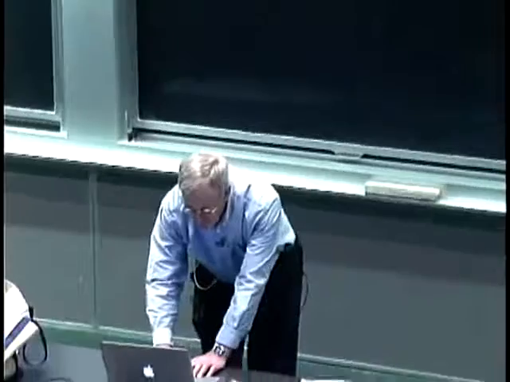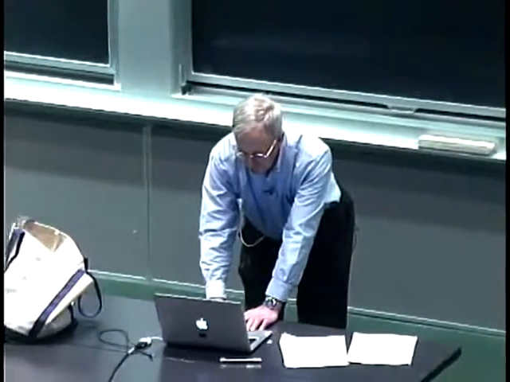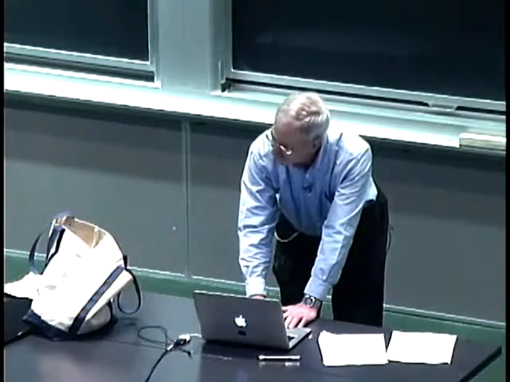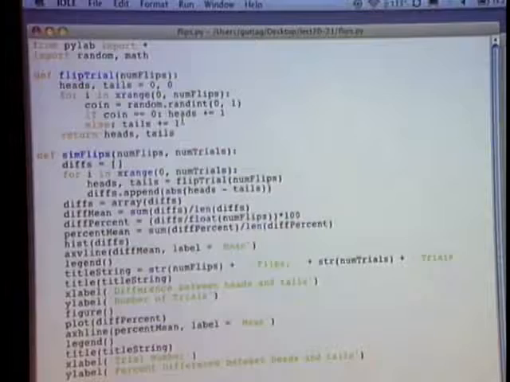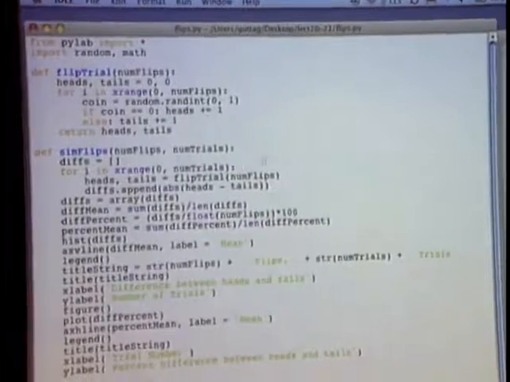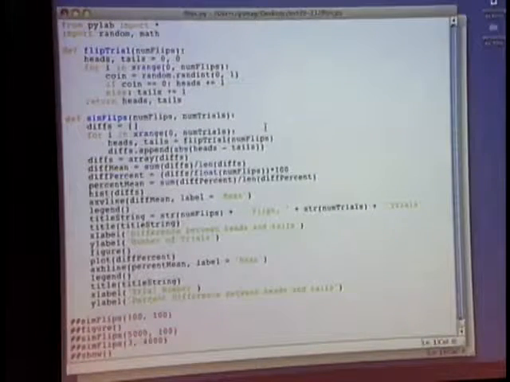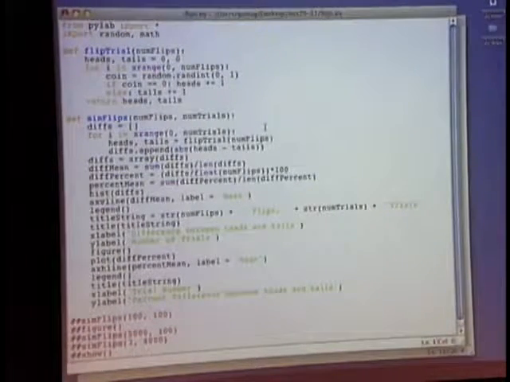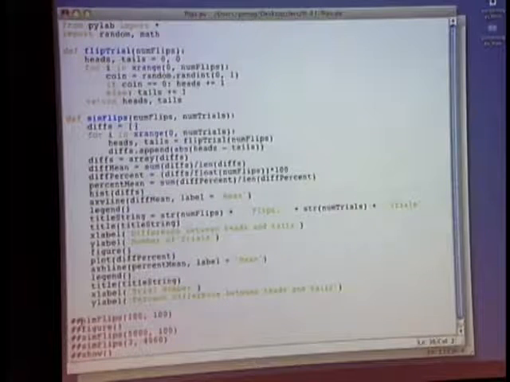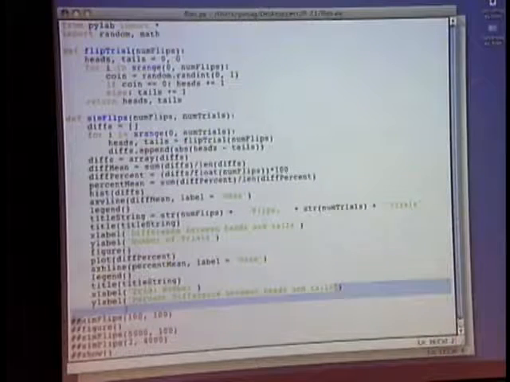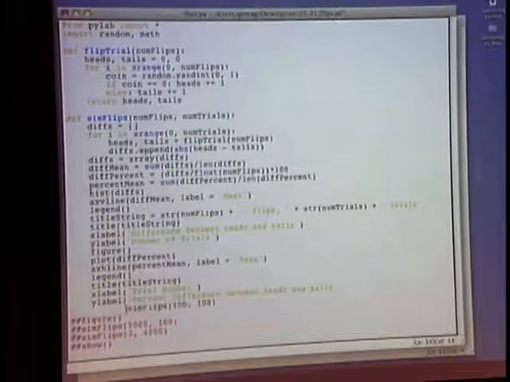All right, so for I in X range, coin is equal to some random integer, 0 or 1. If coin is equal to 0, then heads, else tails. Well, that's pretty easy. And then all I'm going to do here is go through and flip it a bunch of times, and we'll get some answer and do some plots. So let's look at an example. We'll try, oops.